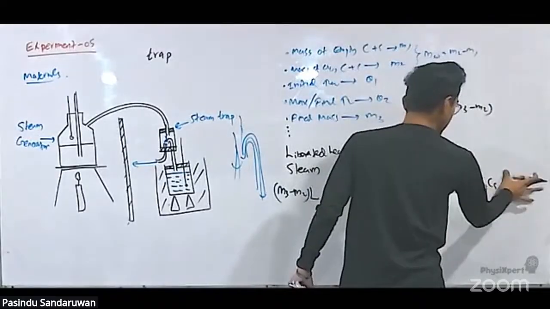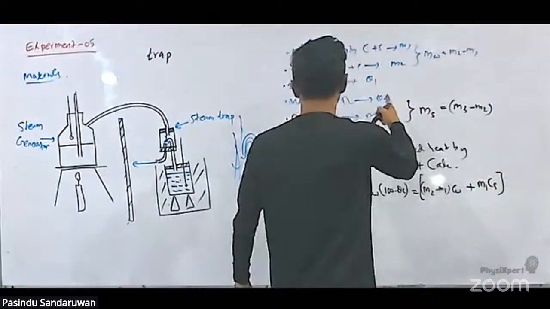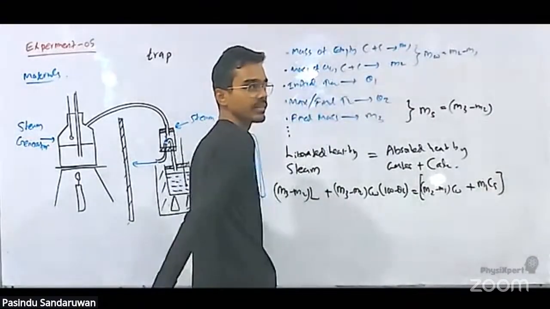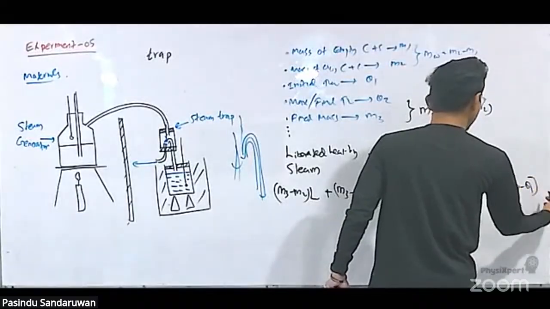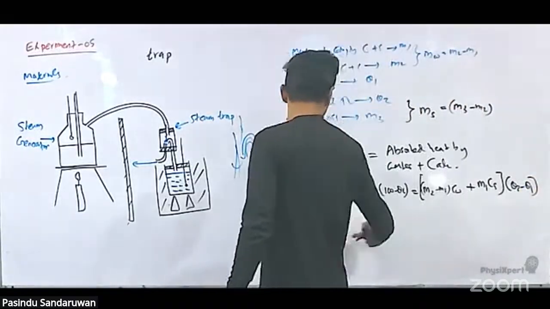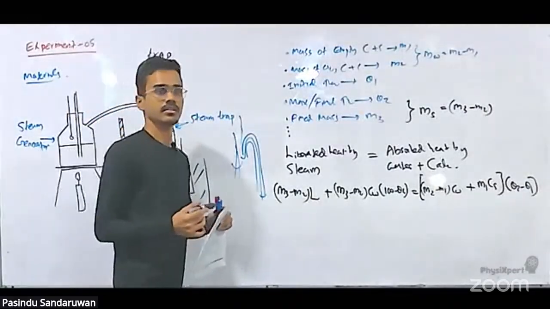What is the temperature difference for this system? Temperature increase, theta 2 minus theta 1. Theta 2 minus theta 1, right? Since everything else is known, L can be determined, right?